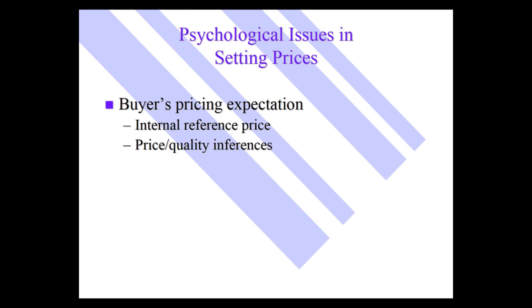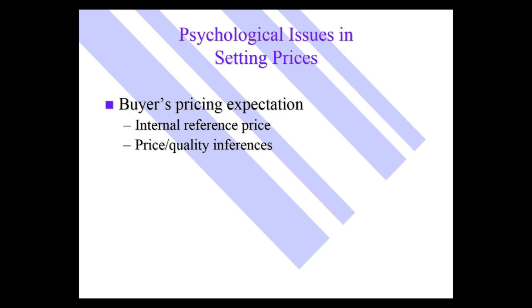A great example of using price as an indicator of quality, and I mentioned this when I was talking about prestige pricing, is in the wine business. You go into a store and you pick up a bottle of wine. Oh, it's an $8 bottle of wine. This can't be very good. Oh, it's a $100 bottle of wine. This must be really good.